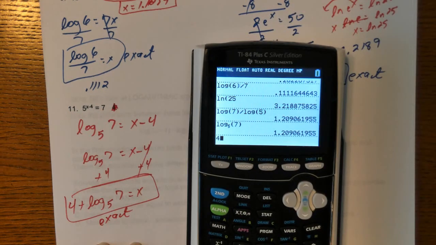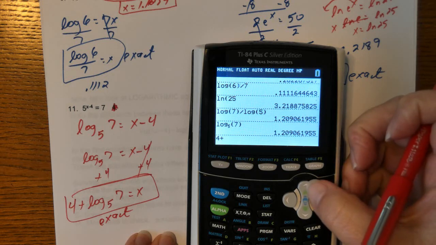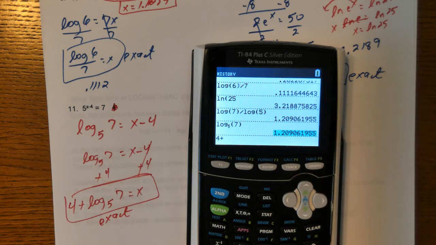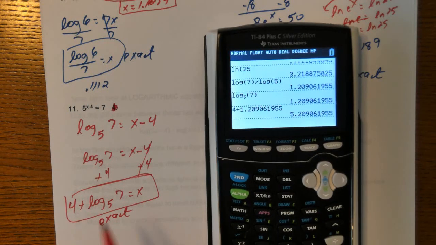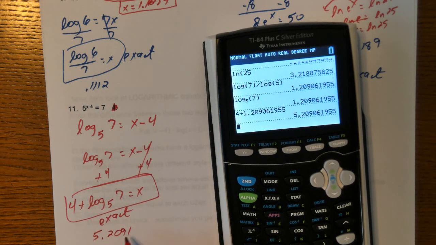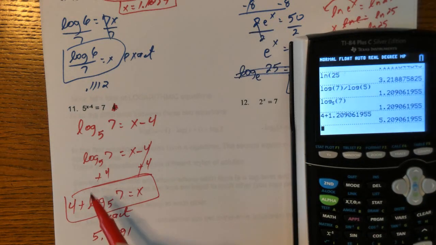Then I can type 4 plus log base 5 of 7, or watch this. Since I know it was that last decimal, that 1.2 number, I can arrow up, and I see how it's highlighted, and I can press enter, and that will paste it so that I can get my decimal approximation of 5.2091.